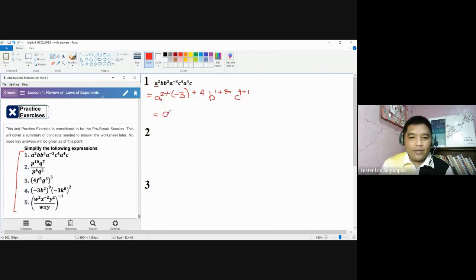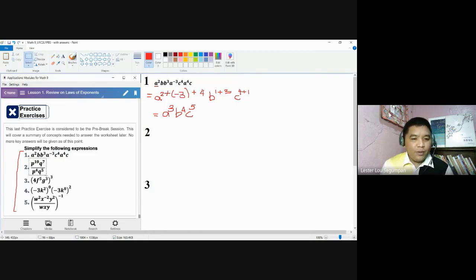Here, you have a to the power of 2 plus negative 3 is negative 1, plus 4 is positive 3. In short, a cubed. Next, b, 1 plus 3 is 4, so b to the power of 4. And finally, c, 4 plus 1, which is 5, or c to the power of 5. This is what happens when we apply the multiplication law of exponents for item number 1. Again, do not combine the exponents here as the bases are no longer the same. Let's proceed to number 2.